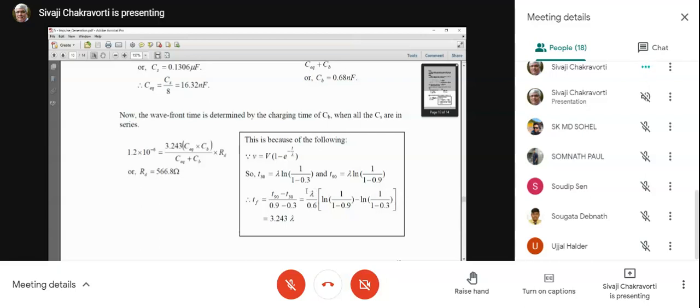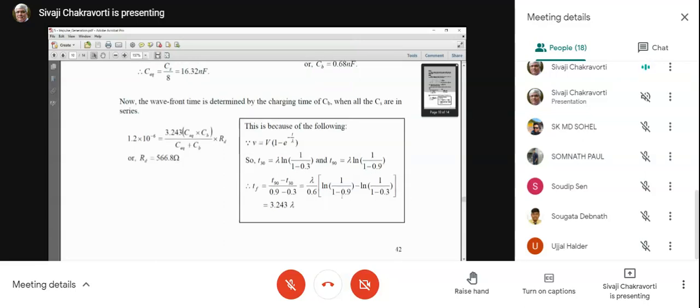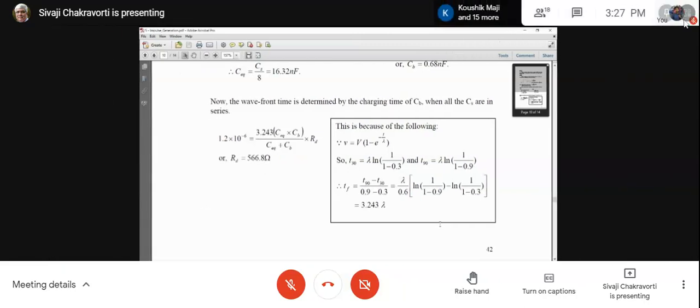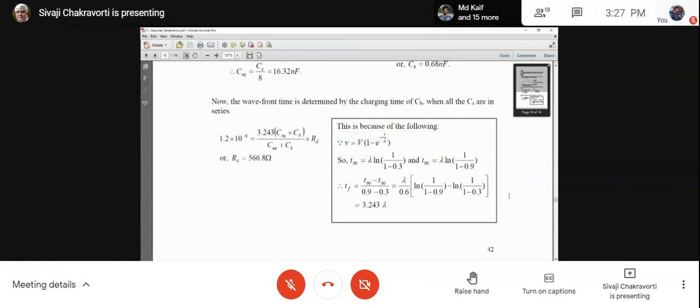Then small v by capital V is 0.9, and e to the power minus T90 by lambda. So T90 becomes this. So front time is (T90 minus T30) by (0.9 minus 0.3), which I explained last class, that similar triangle concept. So now put it here. So you get that front time is 3.243 into lambda.